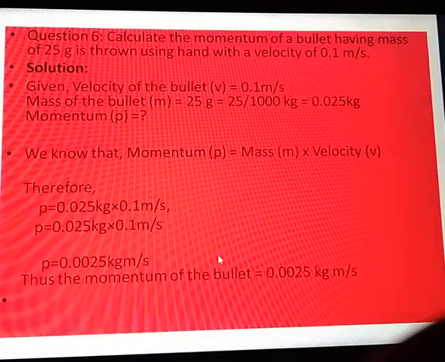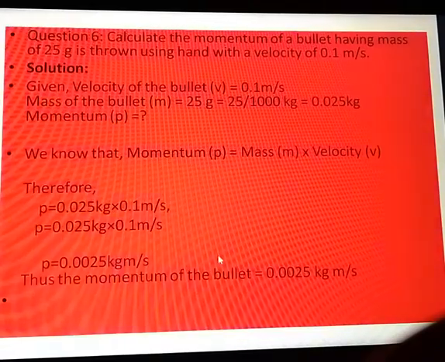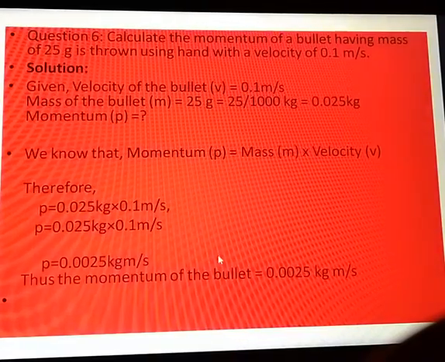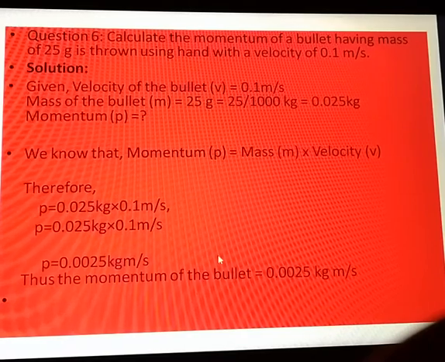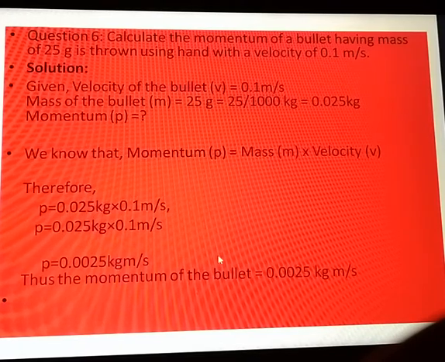Now we will discuss the next type of question. Again, this is related to momentum. Calculate the momentum of a bullet having mass 25 gram thrown using hand with a velocity of this and this meter.